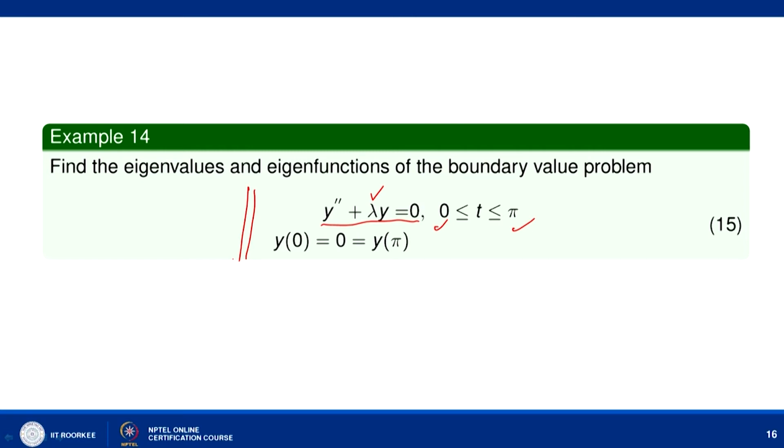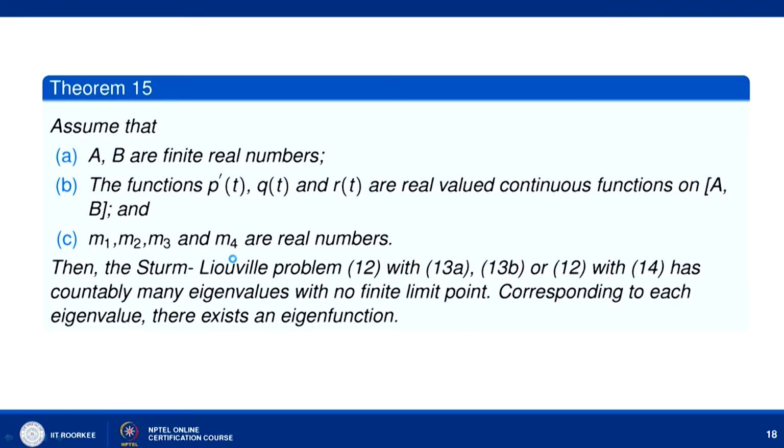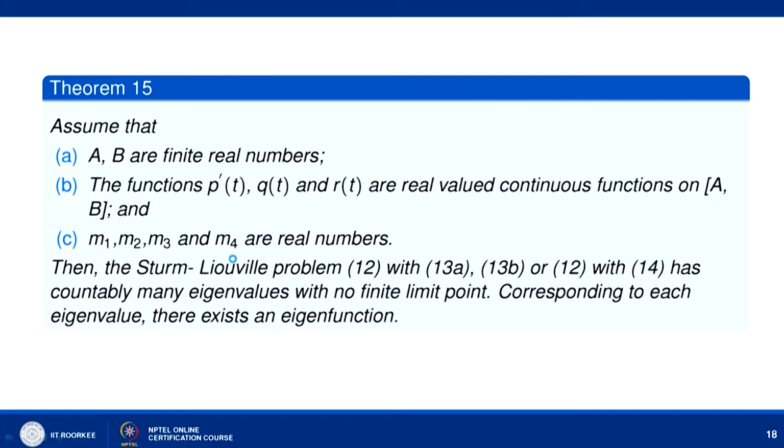Now let us proceed further, and we have this very important result, which says: assume that a and b are finite real numbers, so we have finite endpoints, and the functions p dash t, q t and r t are real valued continuous functions on this closed interval a b, and that m1, m2, m3 and m4, that is the coefficients present in the boundary conditions, are real numbers. Then consider the Sturm-Liouville problem 12 with 13a, 13b, or 12 with 14. Now 12 is the Sturm-Liouville equation, 13a and 13b are separated boundary conditions, and 14 is the periodic boundary condition.